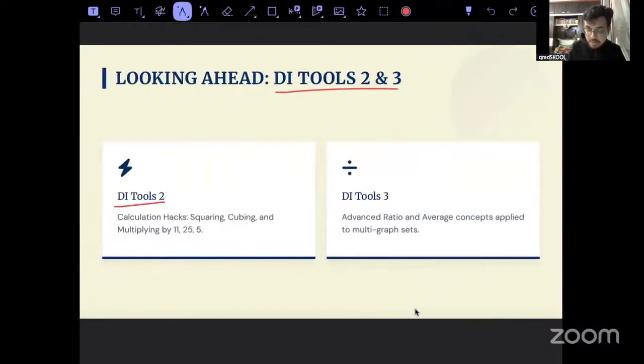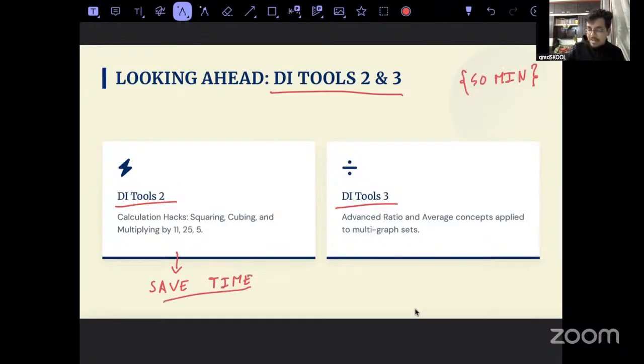Yeah, so the DI tools which will help you go forward and understand things are DI tools 2 and DI tools 3. DI tool 1 is the one which I made you understand: how to interpret. Now the other thing is calculation hacks. This will save your time. As you already know, we have only 40 minutes for LRDI. This thing will save your time.